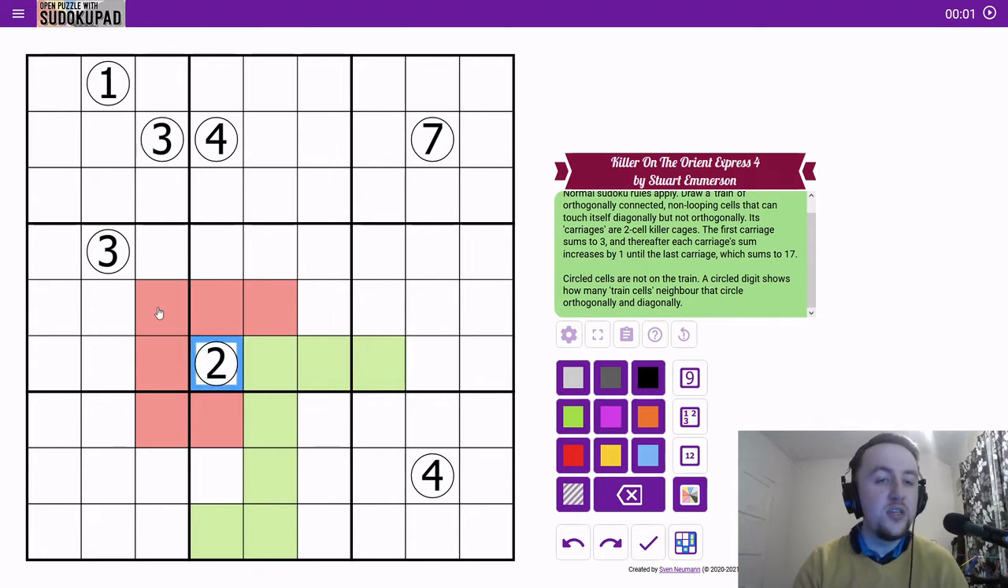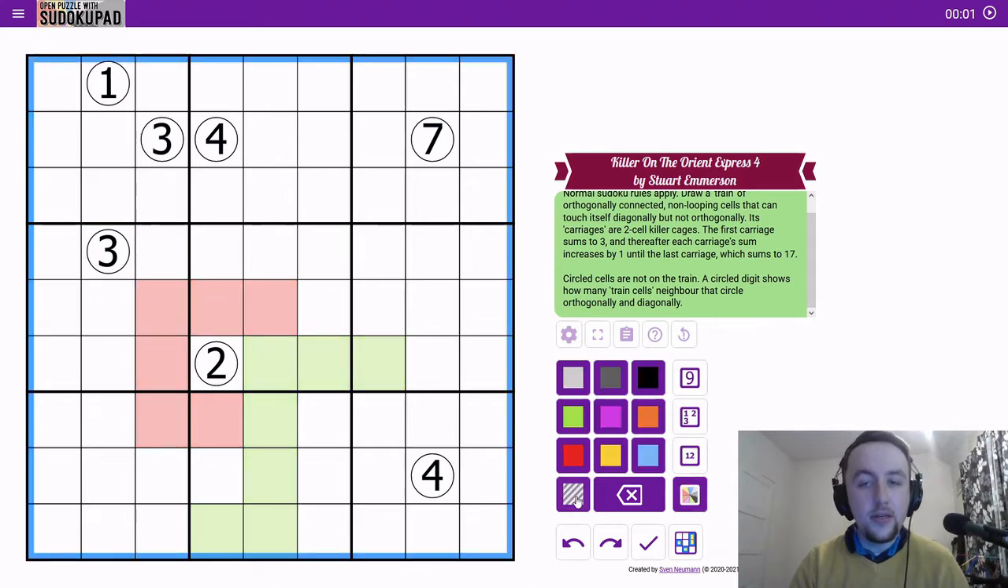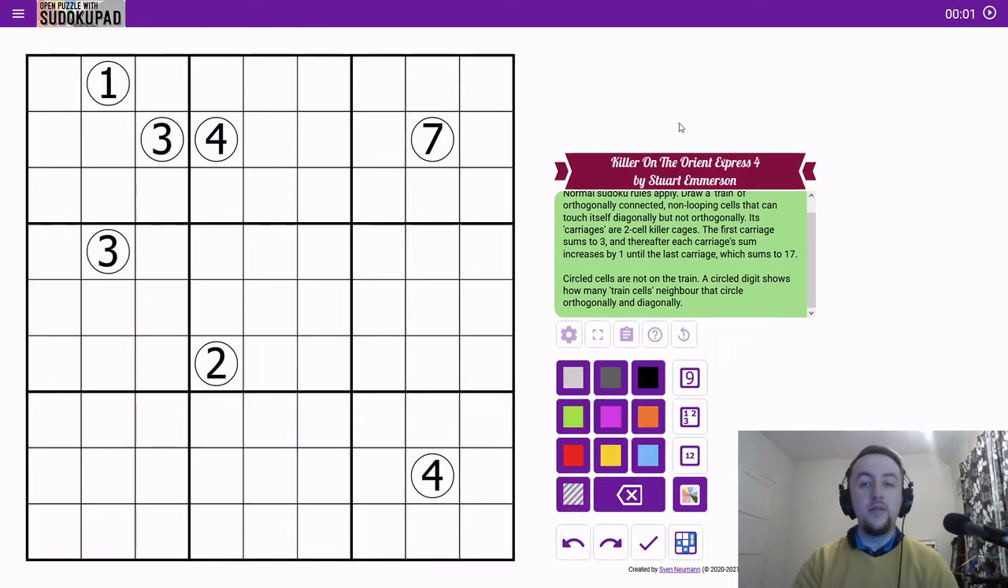It just means that 2 of those surrounding 8 cells are in the train, and 3 of those are in the train, and so on and so forth. Good. And that's it for this one. That's all the rules you need to firstly draw the train, and secondly use the information about the train and all of the killer cages along the train to complete the Sudoku.